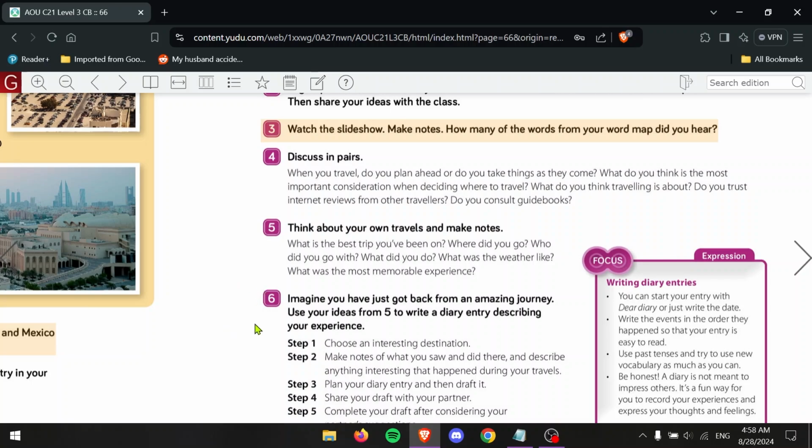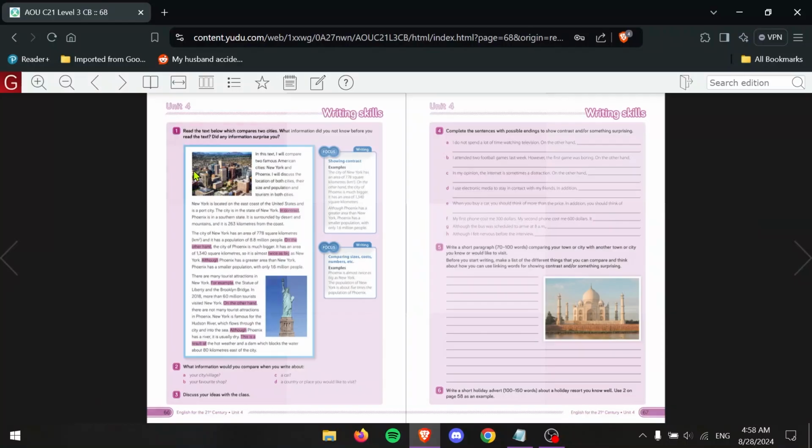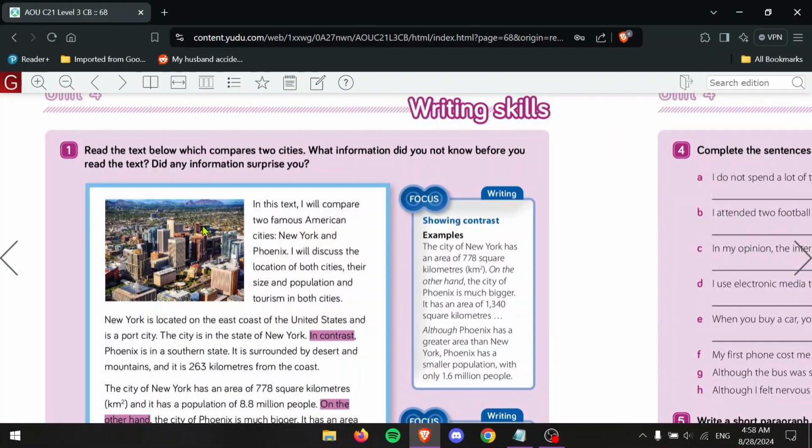All right. Let's see what we got here. Okay, it looks like we have a text here. Read the text below, which compares two cities. What information did you not know before you read the text? Did any information surprise you?